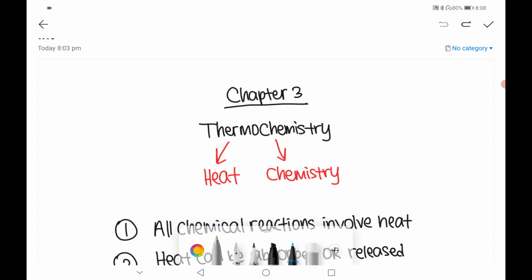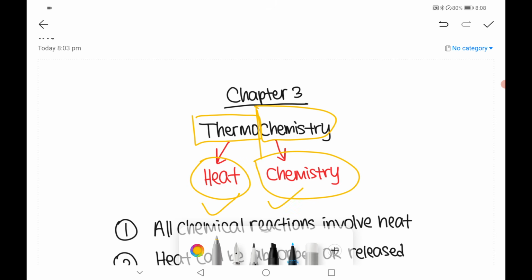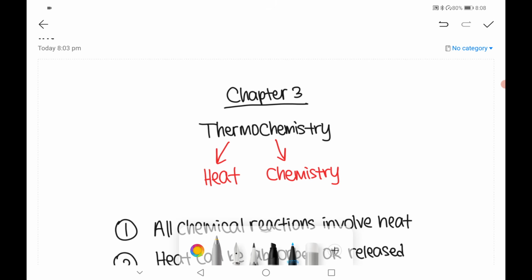So actually, what is thermochemistry? Thermochemistry can be split into two words. The first word is thermo. Thermo is something related with heat, something related with temperature. That's why we have a thermometer. So thermo means heat. Chemistry is the same, chemistry. So in this chapter we will focus on the relationship between heat and chemistry.